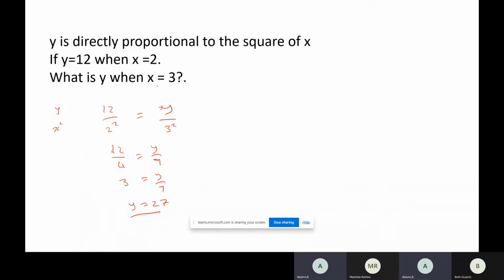Sometimes it doesn't say what is y when x is. Sometimes it says write an equation in y and x instead of that, which is even easier. 12 over 2 squared is equal to y over x squared. So we get that value 3 is equal to y over x squared. So y is equal to 3x squared. So it works just as easily with all cases.